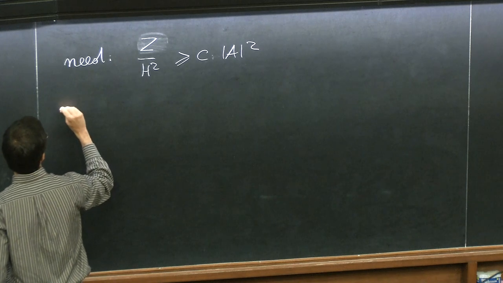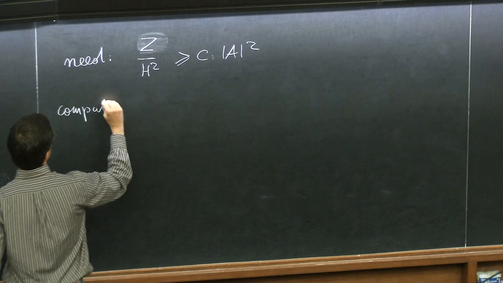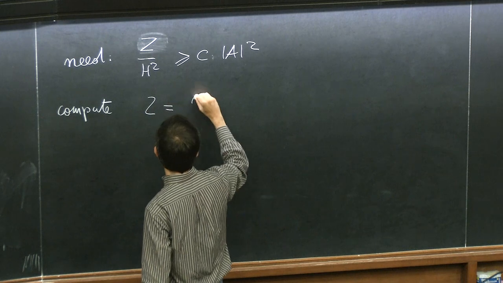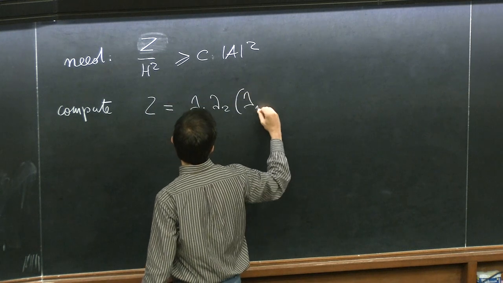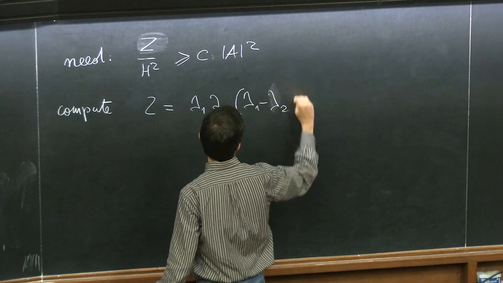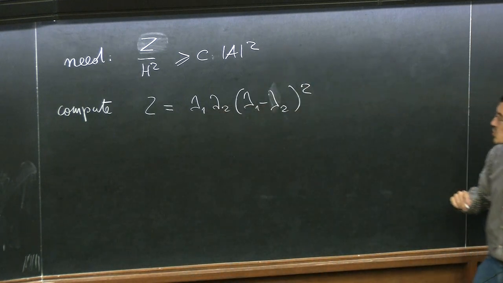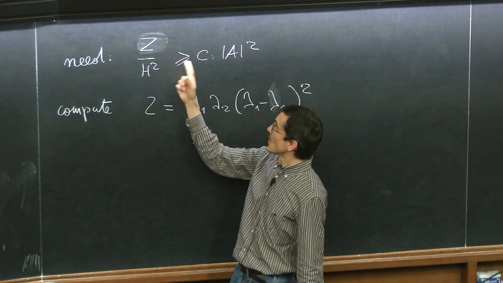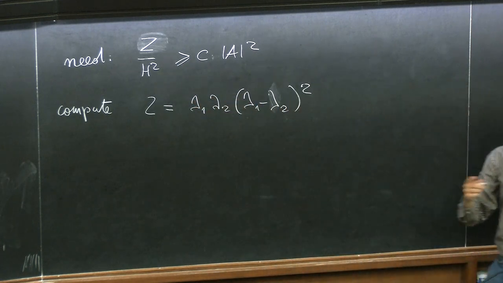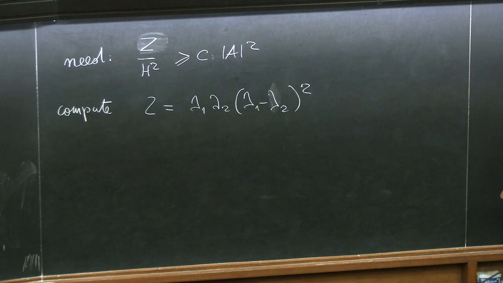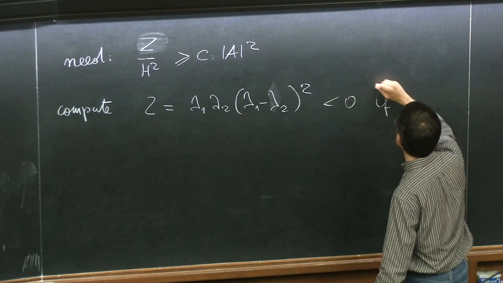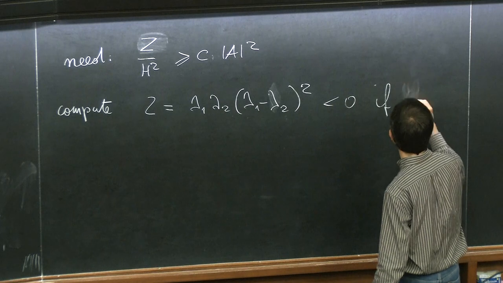One can compute that when we have only two curvatures, z is equal to lambda 1, lambda 2 times the square of the difference. You see that the inequality that was in the convex case does not hold, because this means that this is negative if f is greater than 0.